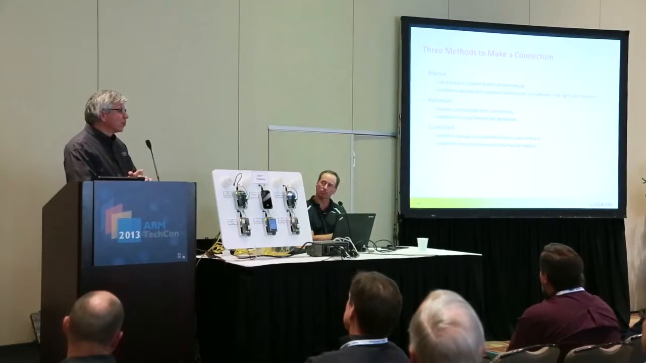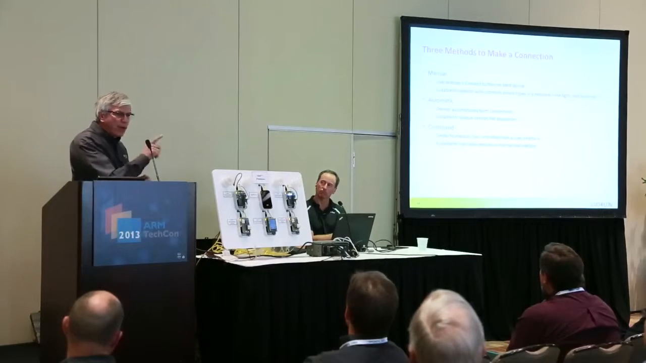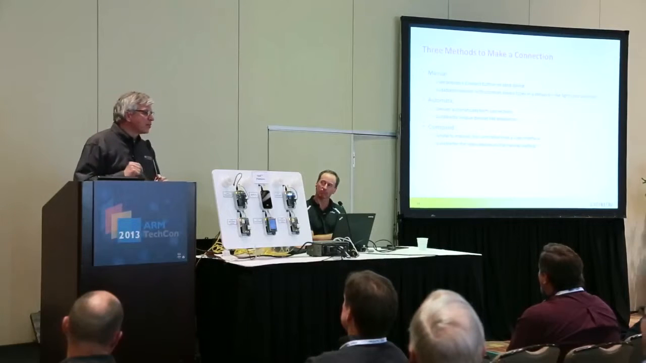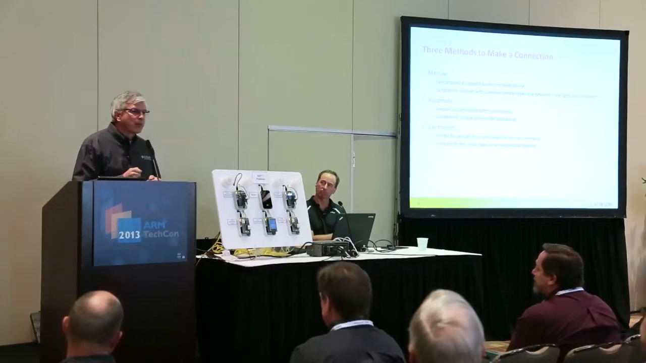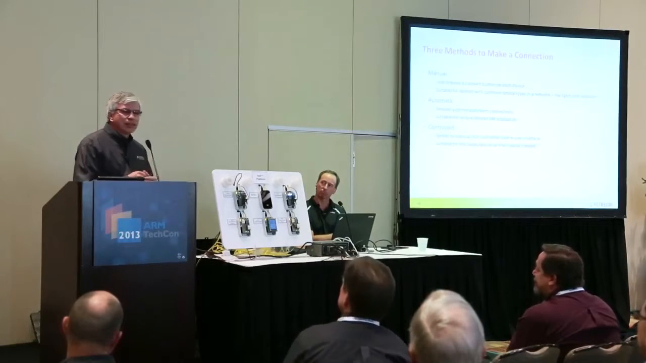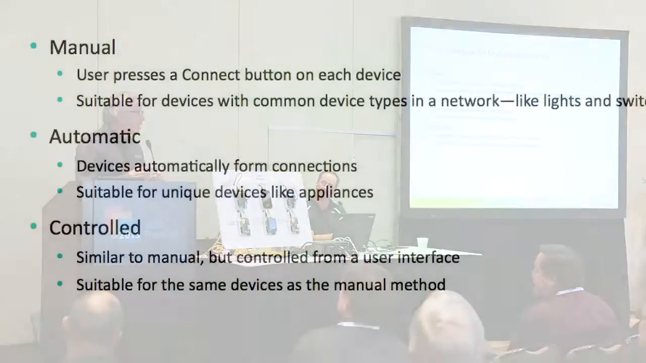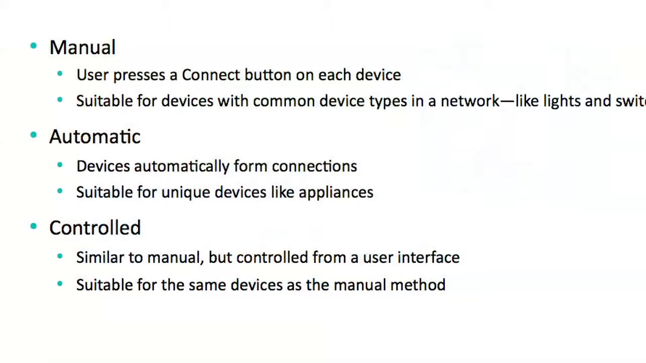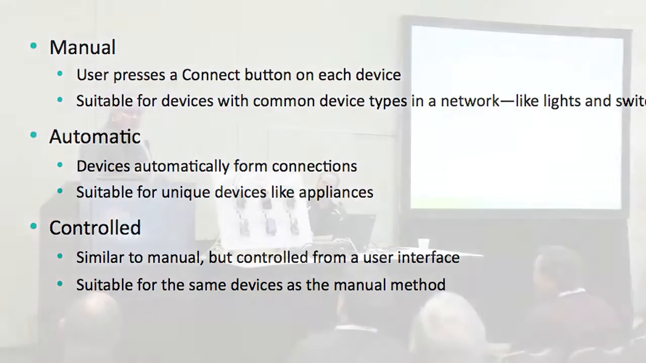Finally, we have controlled enrollment. Controlled enrollment is, well, maybe I don't really want to wander around the building pushing all these buttons. Maybe I'd rather just sit down in front of a web page and connect things together. So with controlled enrollment, you can do that. You can display a web page to your user. It says, here are all your devices. What do you want to connect? And you pick from those devices and you just say, connect them.